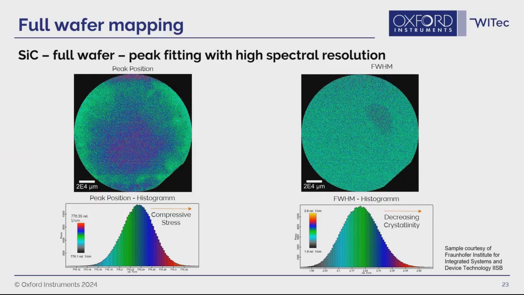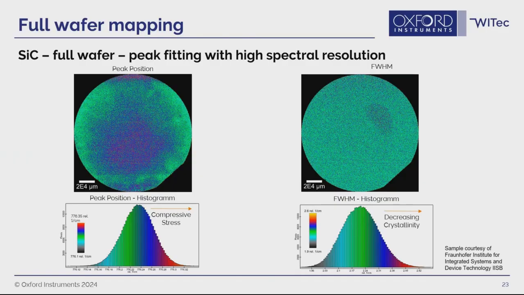Peak positions with a higher wave number correlate to compressive stress, and peak positions with a lower wave number refer to tensile stress. As you can see in the image, in the center of the wafer, we have a more compressive stress compared to the edge of the wafer.